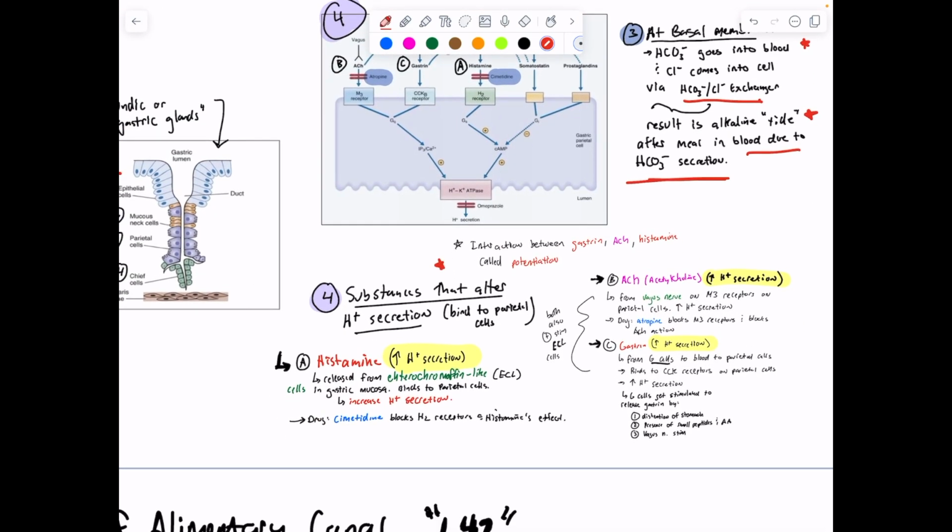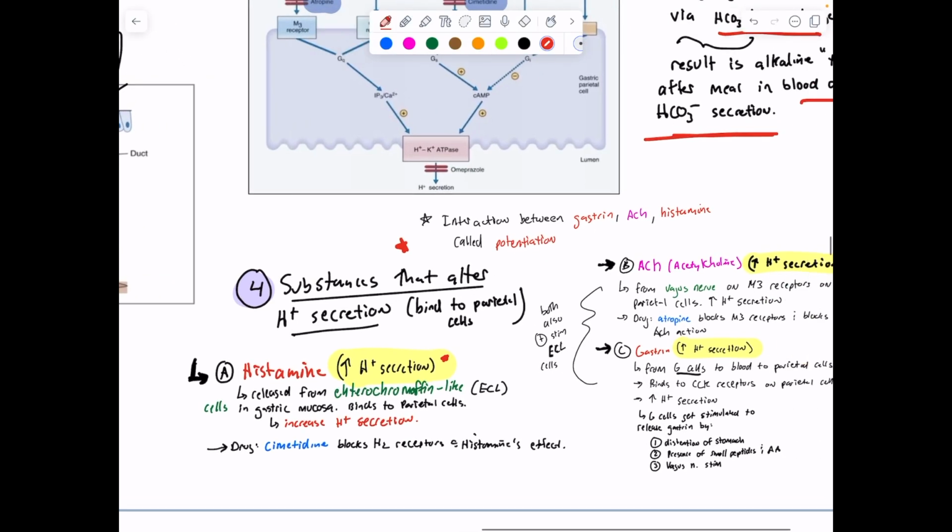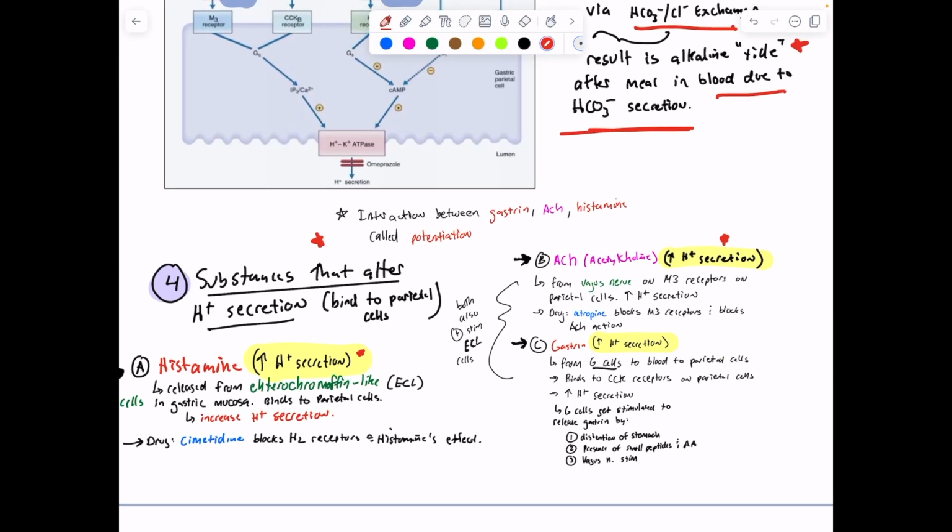How can we affect H plus secretion? We've already kind of talked about this, but let's just specify a little bit more. We have histamine, which will increase hydrogen ion secretion. Acetylcholine from our vagus nerve will act on parietal cells and increase hydrogen ion secretion. And then gastrin, we know, is from our G cells. It goes to the blood, to our parietal cells. It binds to CCK receptors on parietal cells. It's going to increase secretion.